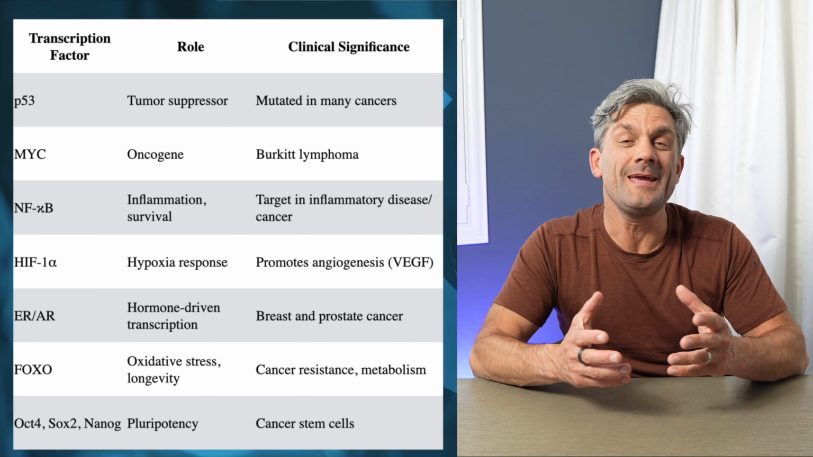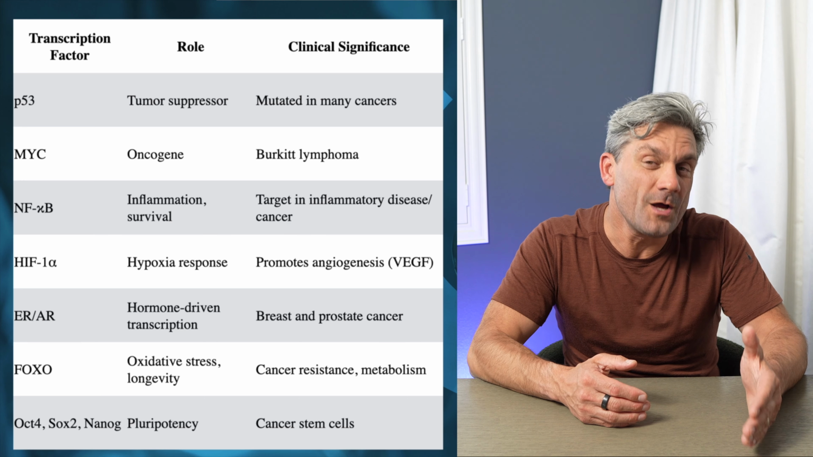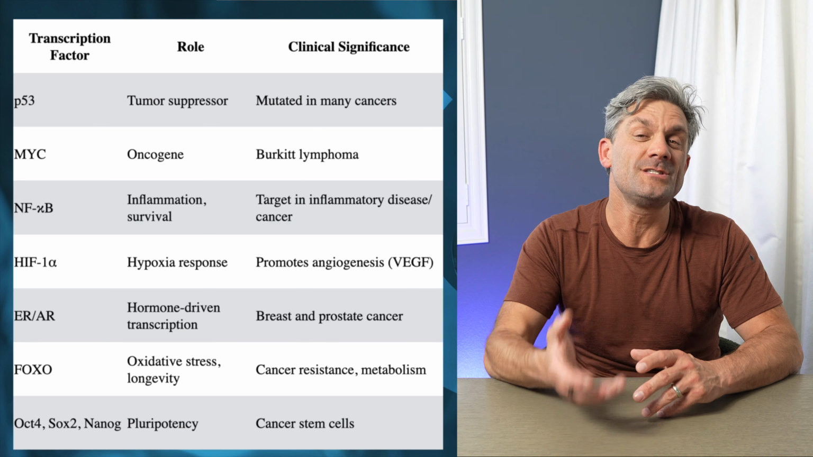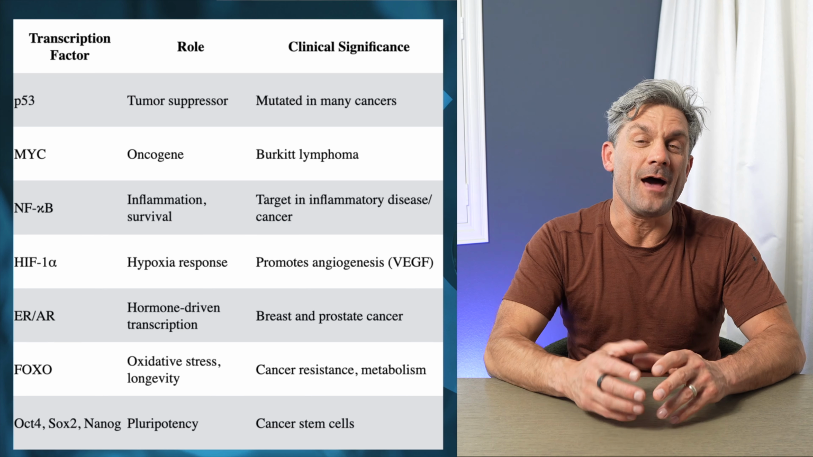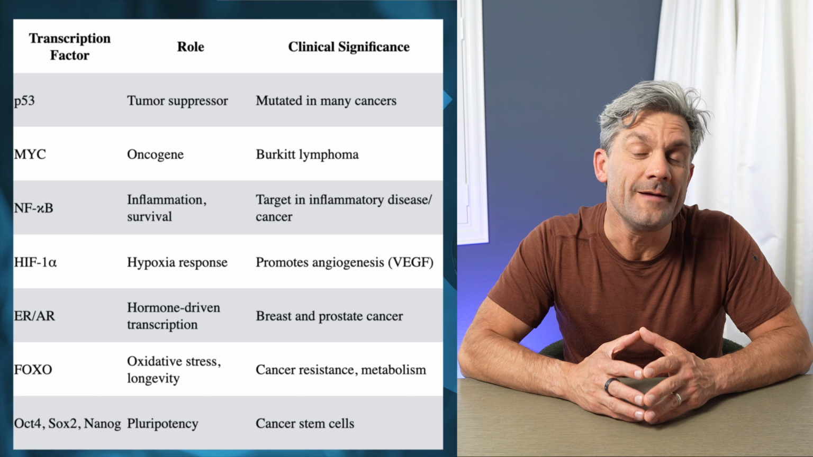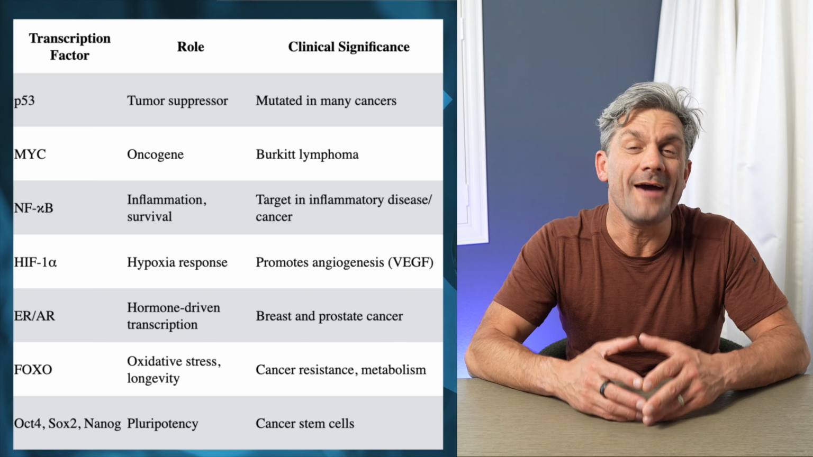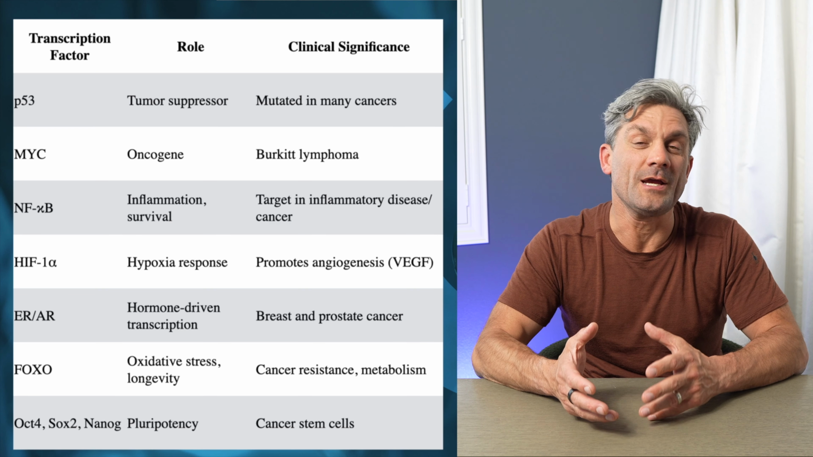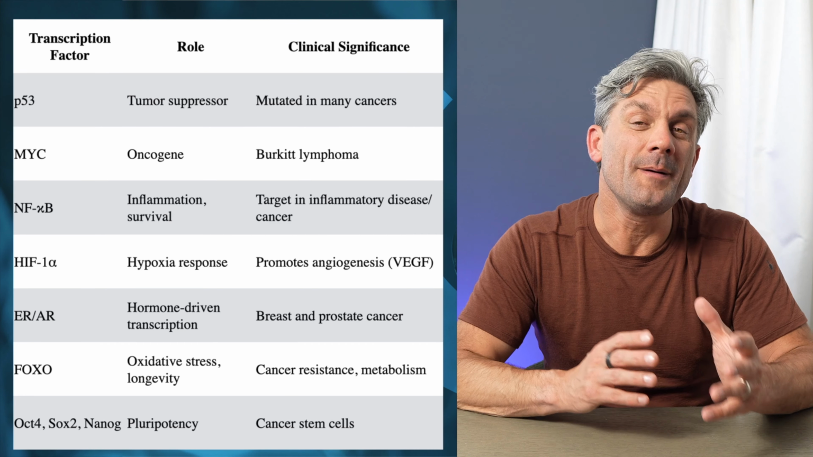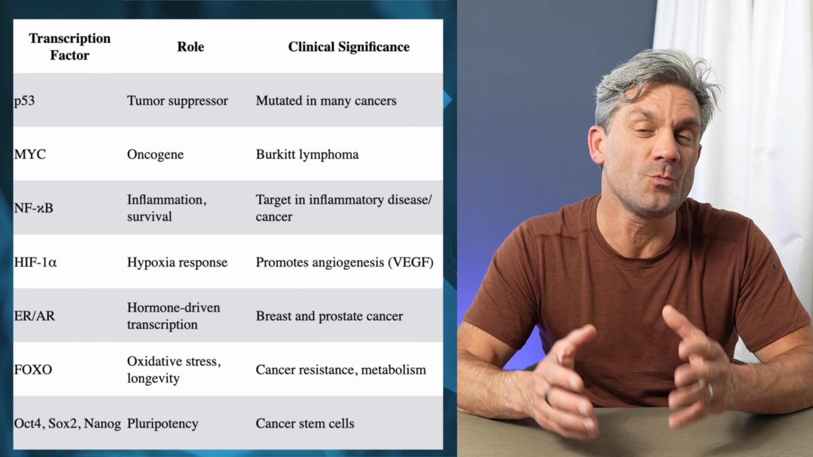So p53 is very important, going from G1 or GAP1 to synthesis. When I did the colorectal cancer series, I talked a lot about that adenoma to carcinoma pathway, and p53 was a big part of that. We have the MYC proto-oncogene. We have NF-kappa B. We have HIF-1 alpha, hypoxia-inducible factor 1 alpha.